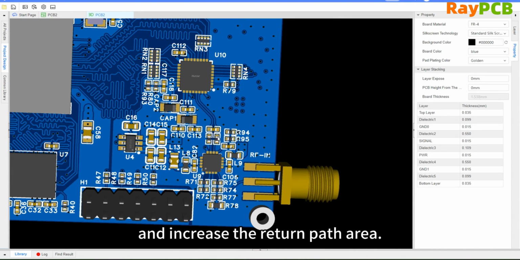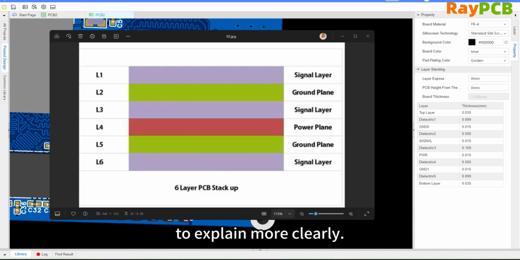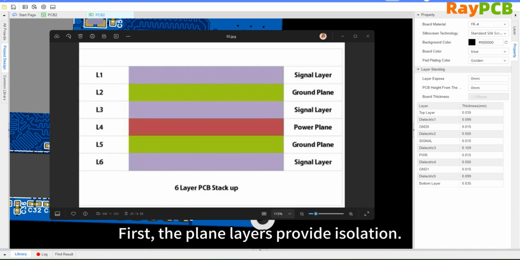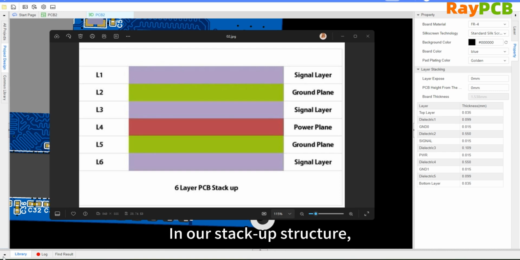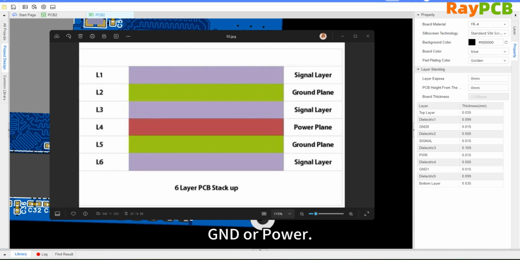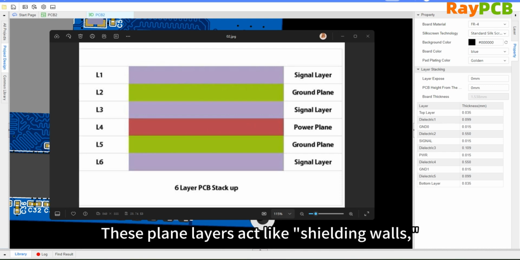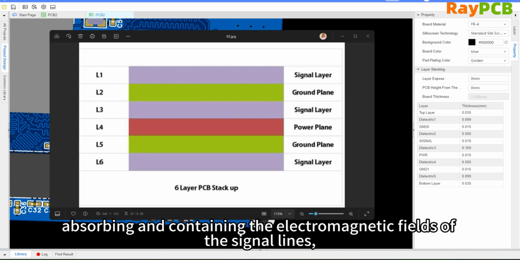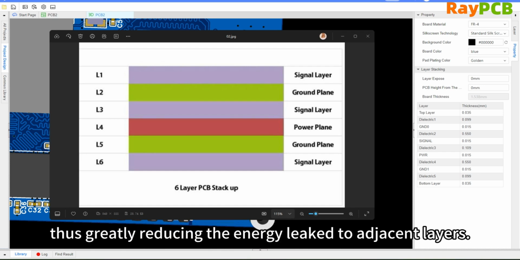Why do we strongly recommend this particular method? This stacking method significantly helps to effectively suppress unwanted crosstalk. Let us now carefully examine this detailed stack-up structure for a much clearer understanding of its benefits and operational principles. First, the plane layer primarily serves as an effective isolation. In this structure, each signal layer is closely paired with a reference plane, either ground or power. These shielding planes act like screen walls, able to absorb and confine electromagnetic fields from signal lines, thereby greatly reducing the energy leakage between adjacent signal layers.